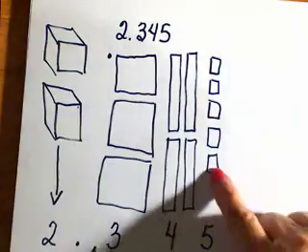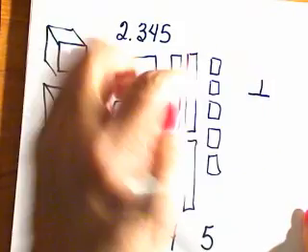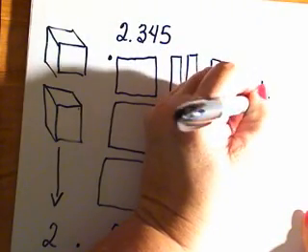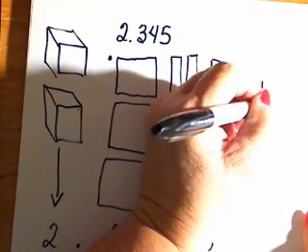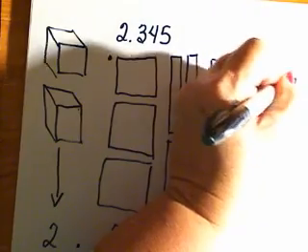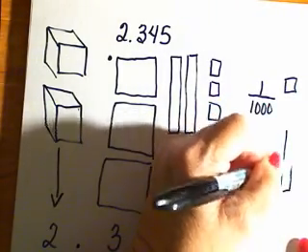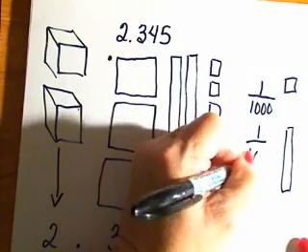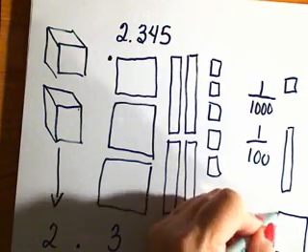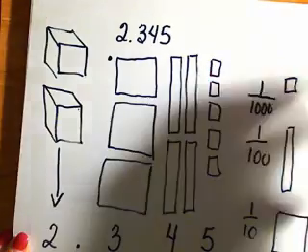So if this 5 represents 5 of these pieces, that means that each one of those pieces represents 1/1000th. So a unit represents that. Then a long represents 1/100th. And a flat represents 1/10. So according to our diagram, that's what we've got.